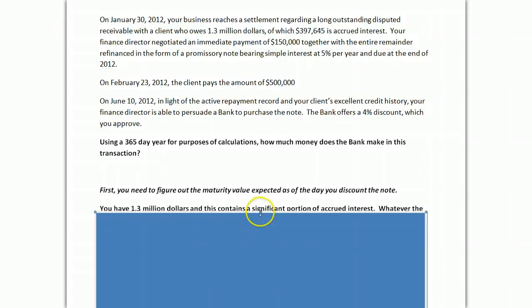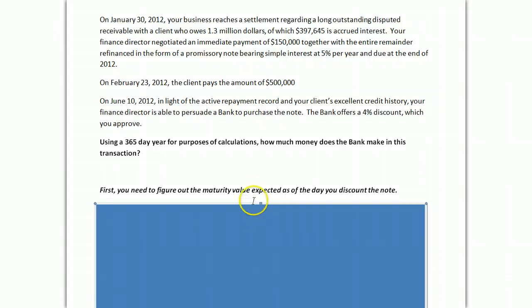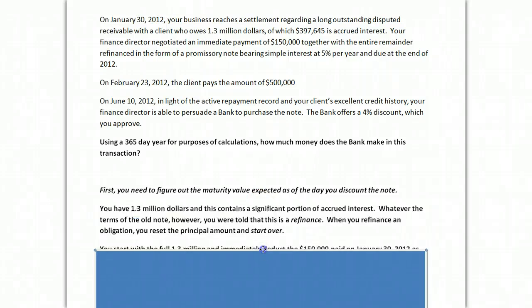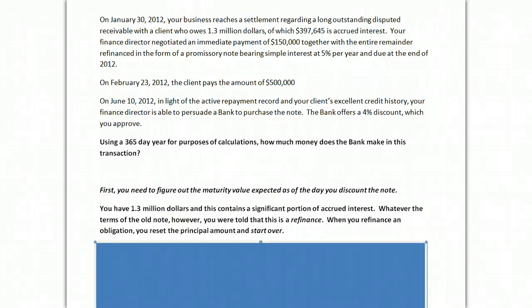First, we need to figure out what the maturity value is expected as the day you discount the note. Let's go down here. You have $1.3 million, and that has accrued interest in it, but it was a refinance. So that little extra information becomes useless to you. It's no longer relevant how much of that is accrued interest and how much of that is principal, because it's a refinance, everything starts over on January 30th.